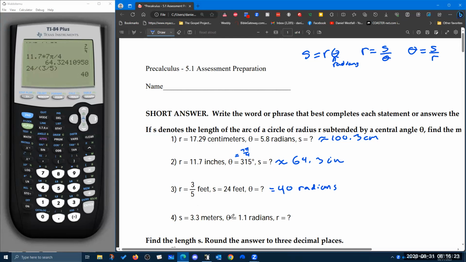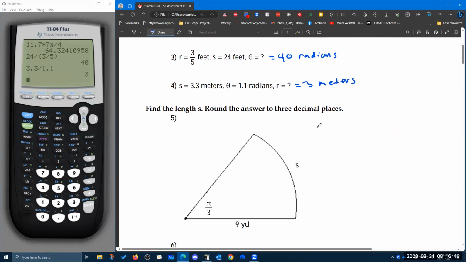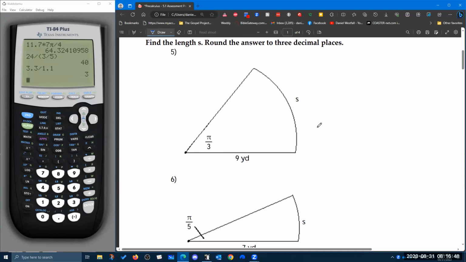Given S and theta, we're going to calculate R, so we're using that middle version there. So 3.3 divided by 1.1, and R is going to be in the same units as S, so this is going to be 3 meters.